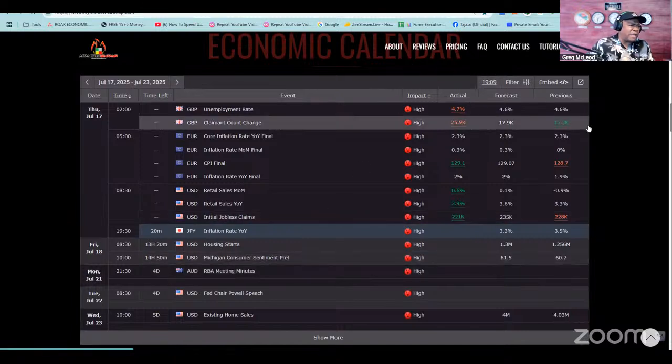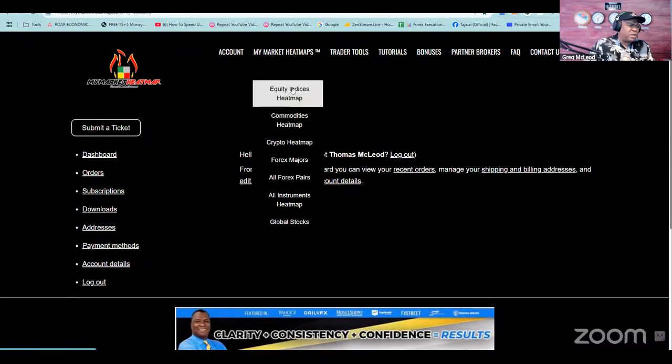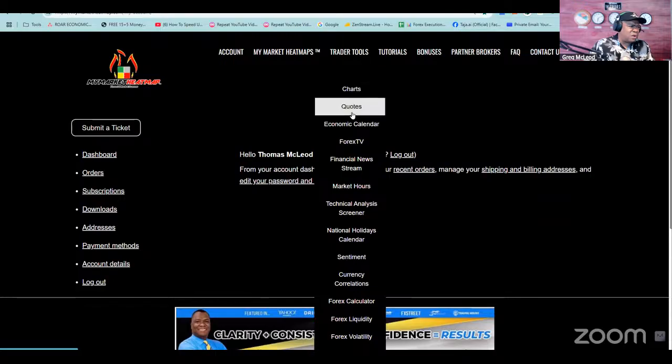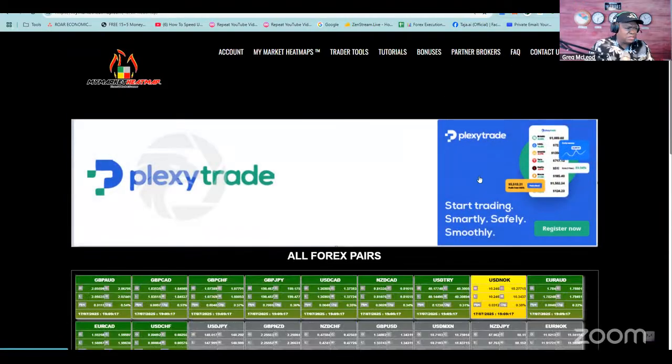We'll just log in and get access to more tools. My market heat map is like a Swiss Army knife. There's charts, quotes, economic calendar, Forex TV, financial news stream, market hours, a bunch of tools, right? And I can look at all Forex pairs, not just the majors, and see how they're all working together today.